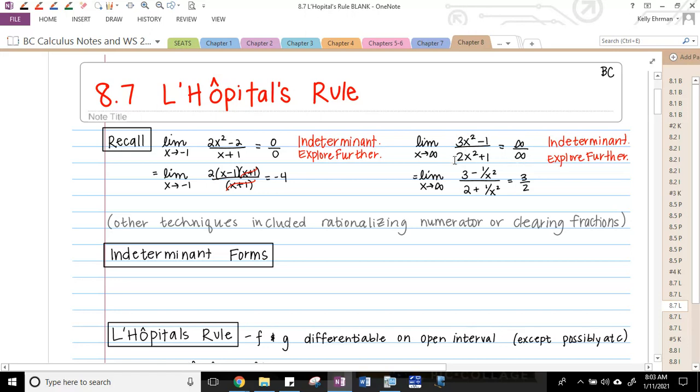So exploring further, again, we haven't done this in a long time because we know to just look for a horizontal asymptote. But we could say, let's divide everything by x squared. And if you do that, you get 3 minus 1 over infinity. Well, 1 over infinity is practically 0. So 3 minus 0 over 2 plus 0 is 3 over 2.